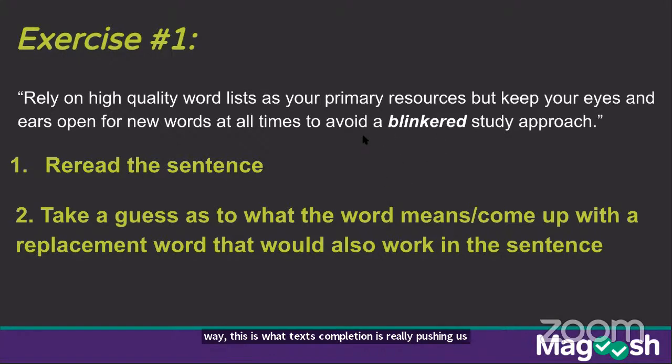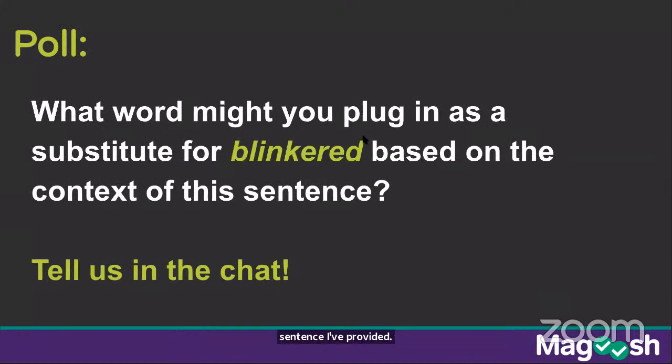Based on the sentence I've provided, what word might you plug in as a substitute for blinkered based on the context of the sentence? So go ahead and throw that in the Q&A, and I'll take a look at a few of your suggestions. All right, so we have words coming in like unfocused, narrow, staggered, wasted, blank, temporary, incomplete. Wow, we actually have a wide variety of words that are somewhat related, but some of them are quite different. We have words like flustered, broken, fluctuating. I'm really glad we're doing this.